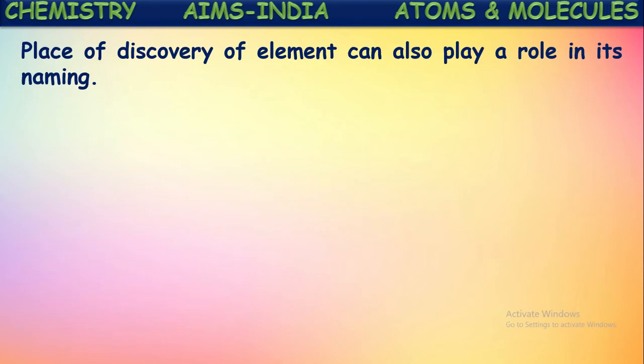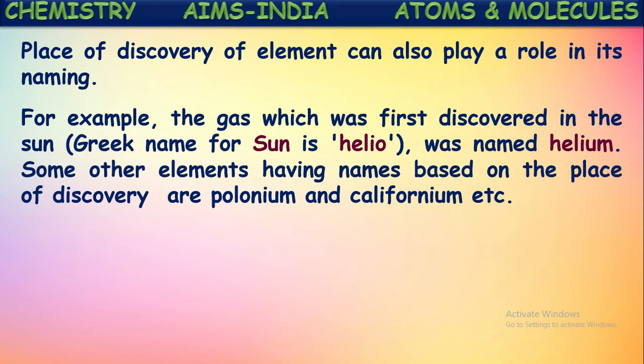For some elements, the place of discovery can also play a role in the naming. For some elements, names are given based upon the place where they were found or where they were discovered. For example, the gas which was first discovered in the sun was named helium, because the name of the sun in Greek is helio. So the gas found in helio is named helium. That is a gas present in helio.